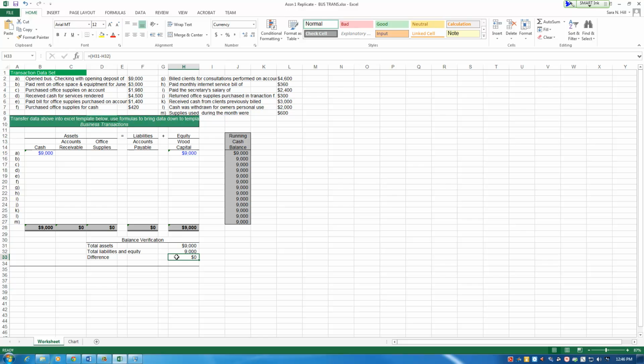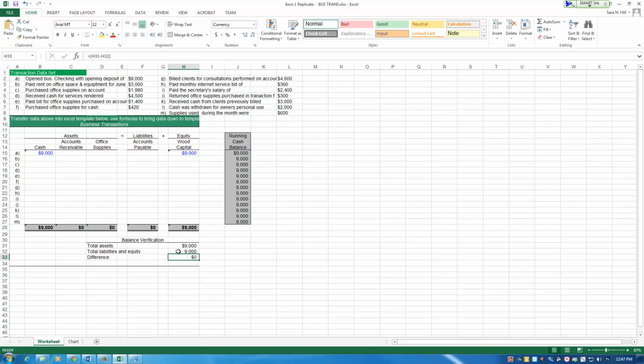Down here, it's showing you the difference between assets and liabilities. And of course, we want our equation to balance. So if this ever is not a 0, that's your indication that you have an error on your spreadsheet.